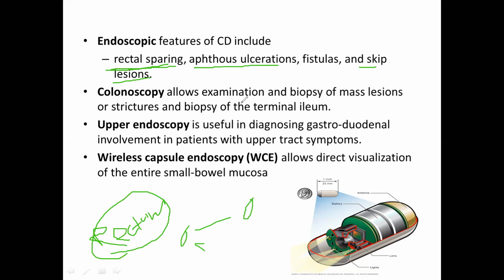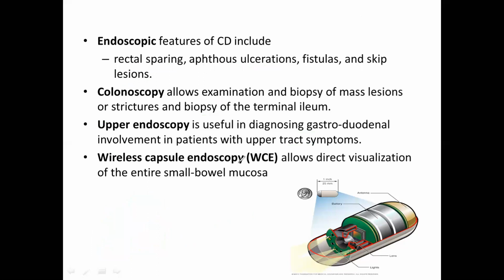Then colonoscopy allows the examination of the colon, and it also helps to take a biopsy of mass lesions and a biopsy of the terminal ileum. In some patients, we may indicate upper endoscopy, which is useful in diagnosing gastroduodenal involvement in patients with upper GI tract symptoms. Suppose a few patients have upper gastrointestinal tract symptoms, in that case we may advise upper GI endoscopy.